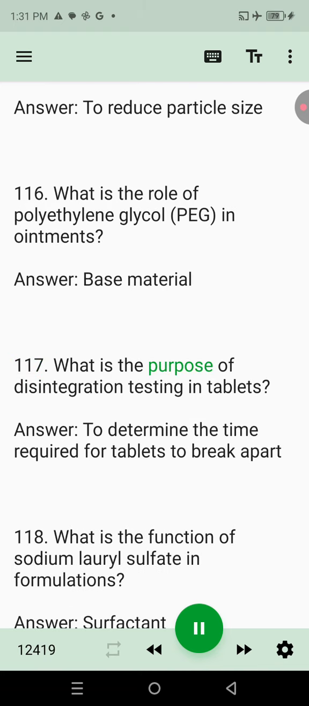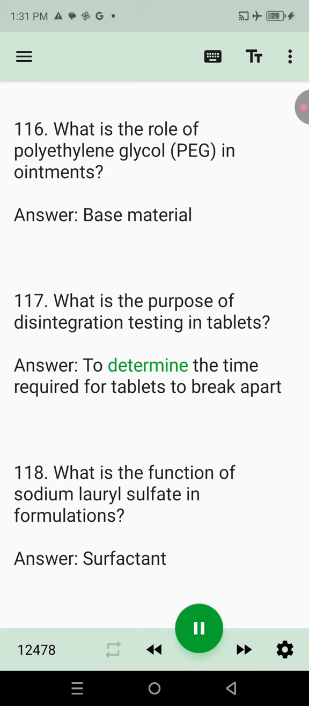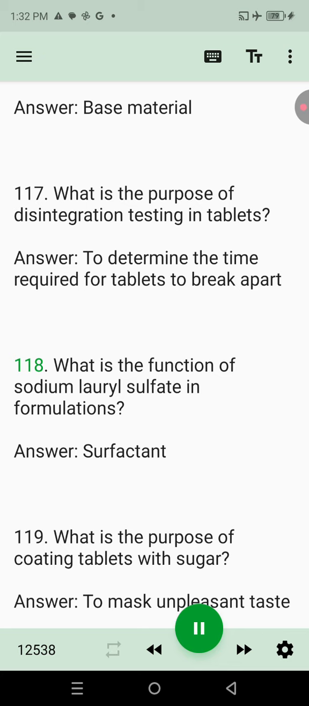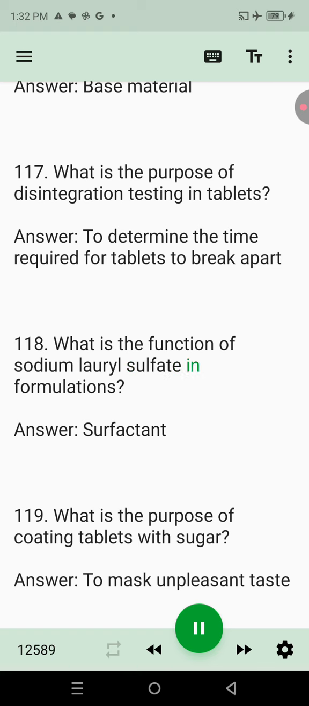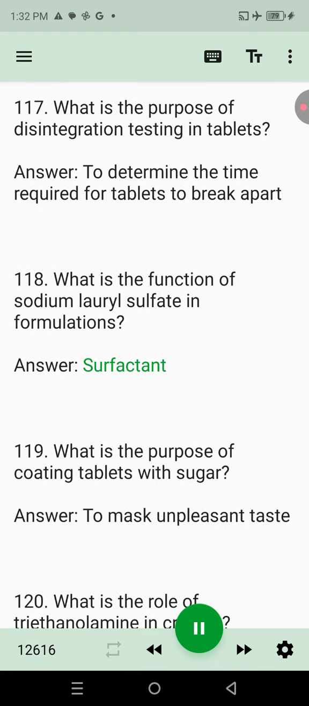117. What is the purpose of disintegration testing in tablets? Answer: to determine the time required for tablets to break apart. 118. What is the function of sodium lauryl sulfate in formulations? Answer: surfactant.